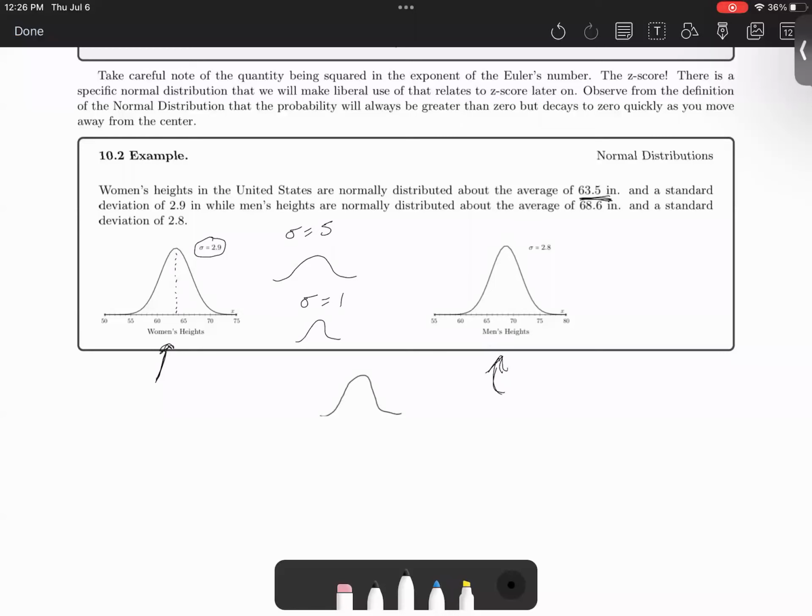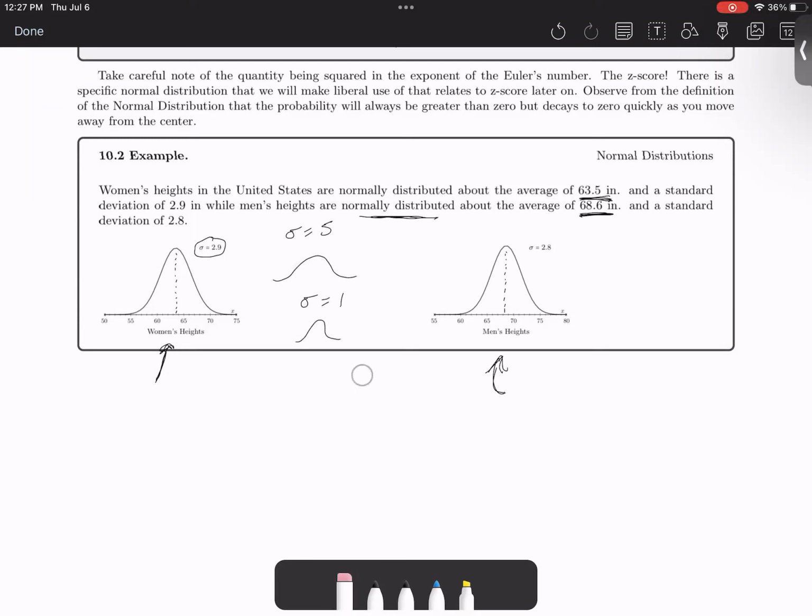The second distribution is of men's heights. It's given to us in the problem statement that men's heights, again, are normally distributed. So you have that same shape, but this time the average is at 68.6. So the center of their curve is a little bit more to the right at 68.6. It's shifted to the right by about 5 inches. And their standard deviation is 2.8 inches, so it's a little bit less spread out.